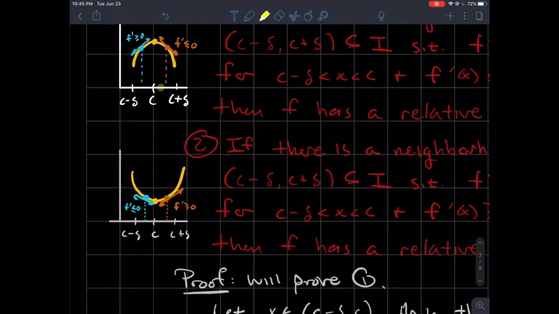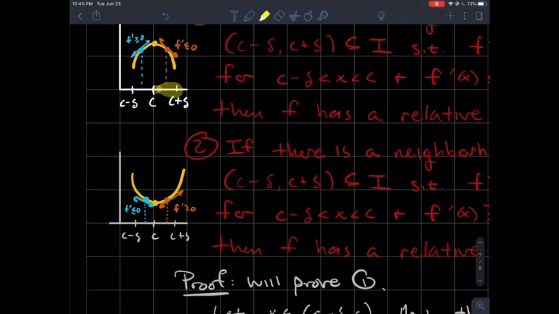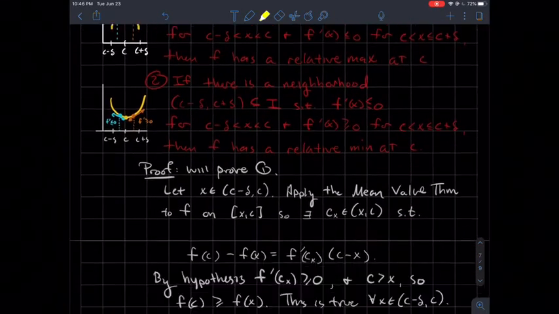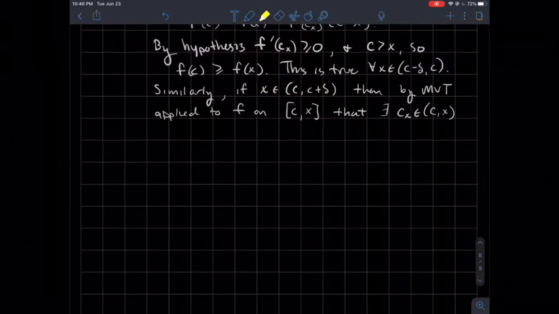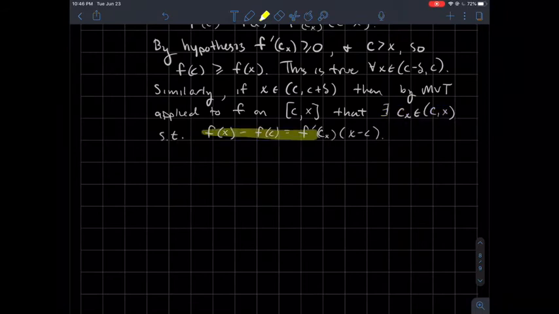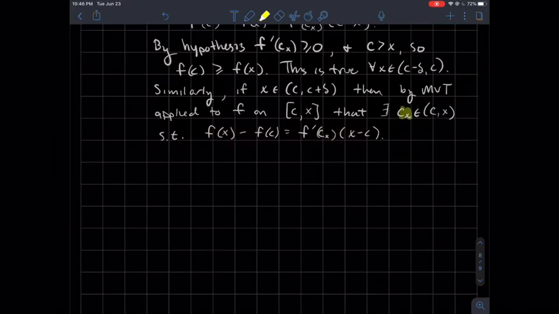I'll try to show, just like my picture suggests, that f of c should be the tallest of any output for any input that's in this highlighted group of the domain, this highlighted c to c plus delta. And so again, we'll apply the mean value theorem. So now x is to the right of c, if it's in this interval here. So I'll apply the mean value theorem to this interval from c to x. So again, I'll use the same notation. There exists some number c sub x such that, again, my same mean value equation. I'm not saying it's the same c sub x as above, it's just I'm going to use the same notation.